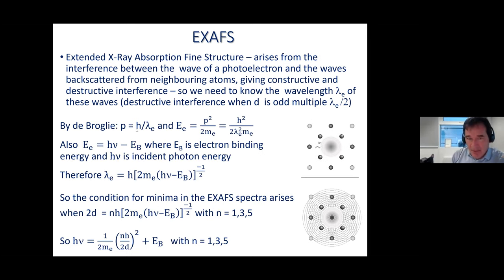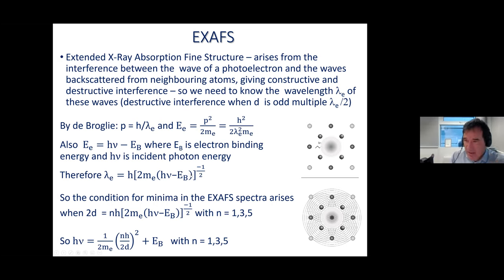Now we know that the wavelength and the energy of the photoionized electrons can be related through the de Broglie relation. So the momentum of the electron is Planck's constant divided by the wavelength of the electron. And we know that the energy of the electron is its momentum squared over twice the mass. So we have a simple relation between the energy of the photoelectron and its wavelength. The energy of the photoelectron is simply the photon energy minus the binding energy of the electron. So it's the excess energy it has once it's escaped the binding from the atom. And by combining these two, we have a simple formula for the wavelength of the photoionized electron in terms of the energy of the photons and the binding energy.